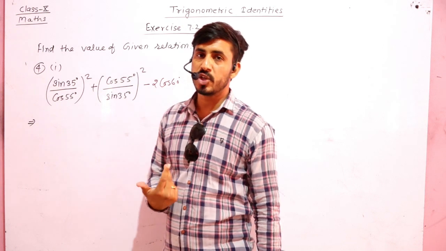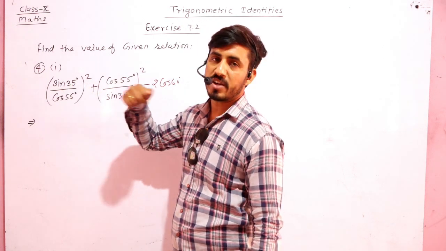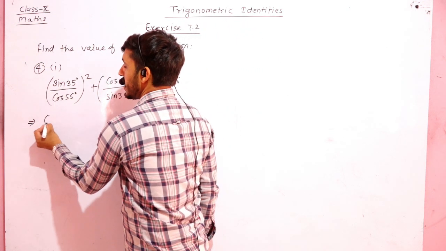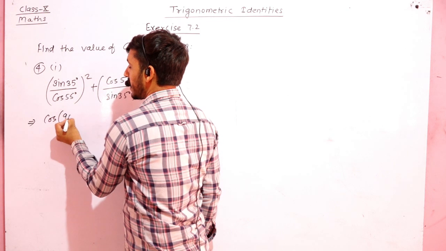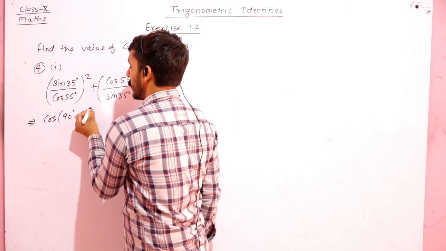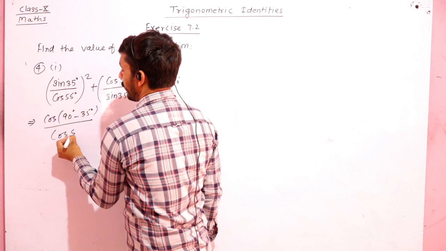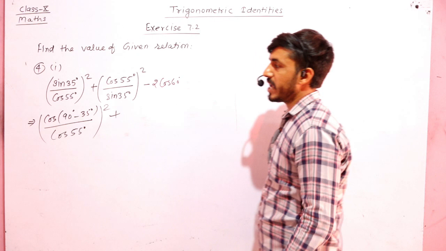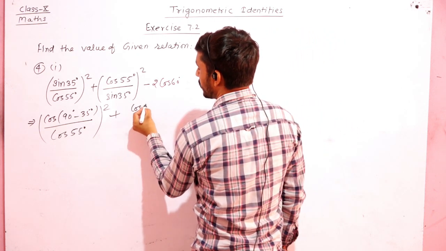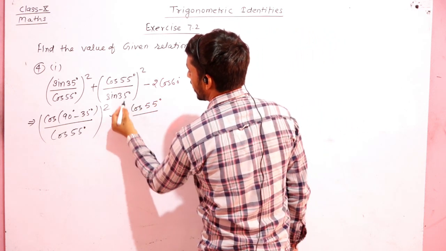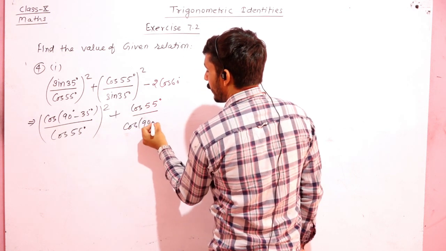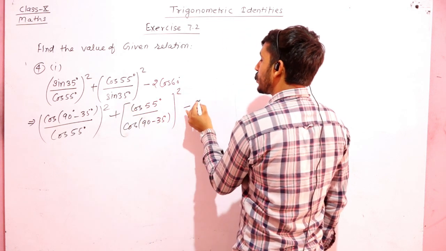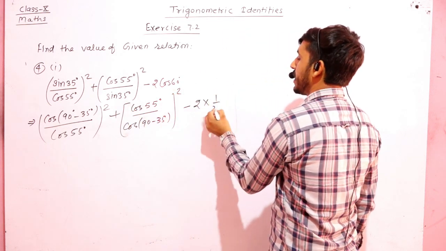So first we have to use the property for sin theta. As you know, here theta is 35 degree, and we have to convert sin into cos. Here I am writing cos of (90 degree minus 35 degree), divided by cos 55 degree whole square. The next part is the same change here: cos 55 degree divided by cos (90 minus 35) degree, as the same part we have written. And minus 2 into cos 60, which is equal to 1 by 2.